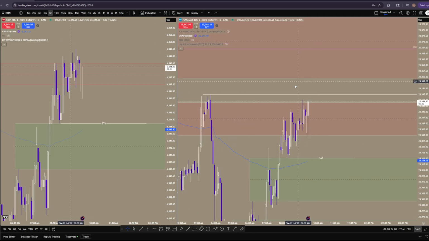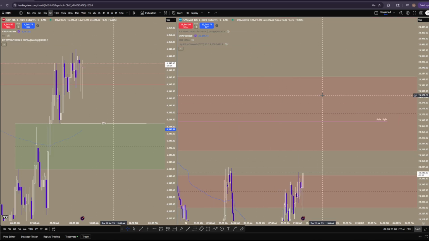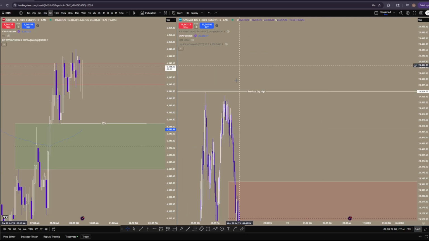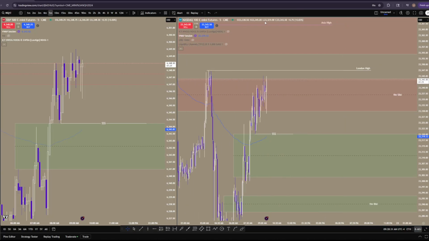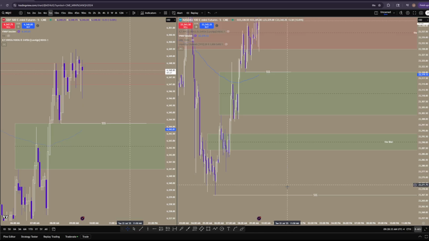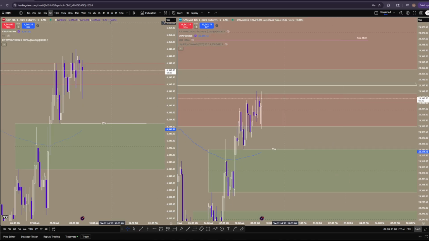And then I'll just be kind of reading, are we going to close above this fair value gap up here and run for all-time highs? Or are we going to respect that, give us a reversal model, and come right back down for sell-side liquidity? So yeah, bias is range-bound. That's pretty much all I'm looking at here.